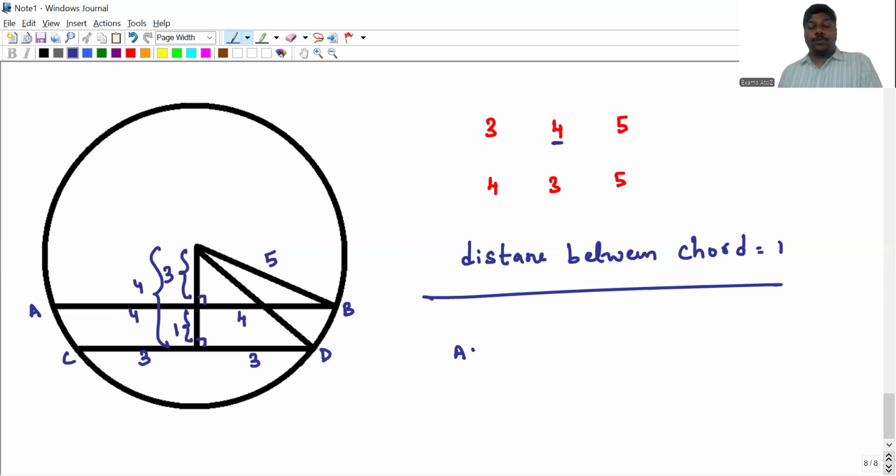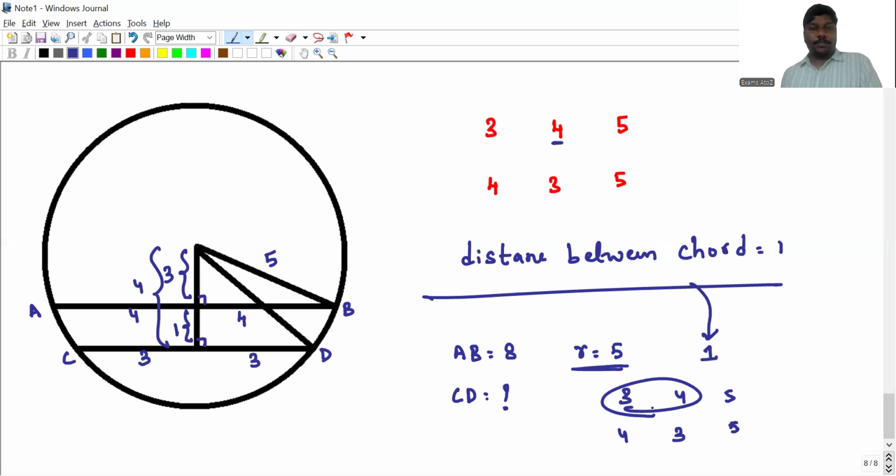If AB is equal to 8, they'll ask you to find CD, when the radius is 5 and the distance between the parallel chords is 1. It is the distance between the chords that they'll give you. So if the distance is 1 and the radius is 5, what is the triplet based on 5? You know it is 3, 4, 5 and 4, 3, 5. You check whether the difference matches or not.